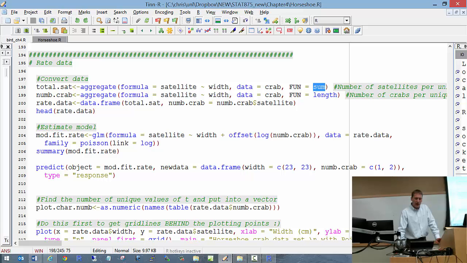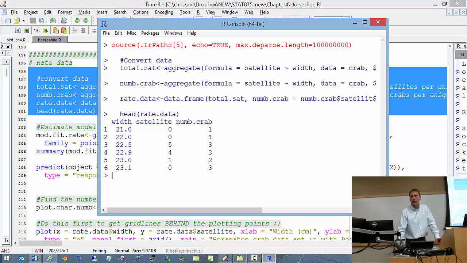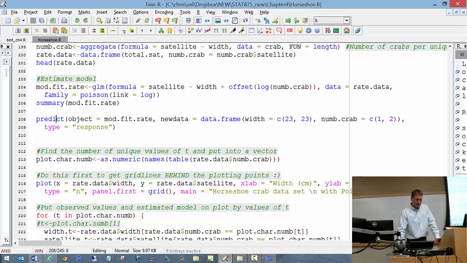That will give me my new version of y. Now if I do exactly the same code with length, that's going to count the number of crabs per unique width. So this is going to give me my t. And again, from doing that, I get my new version of my data set. Okay. So let's estimate the model.